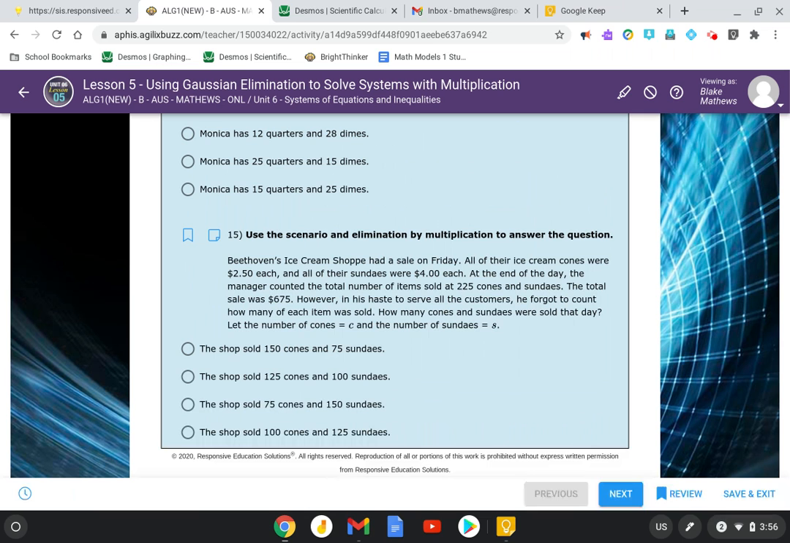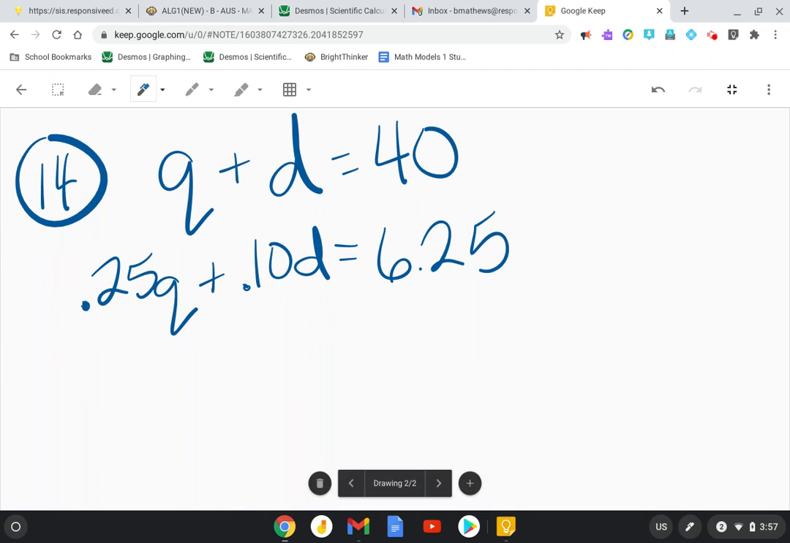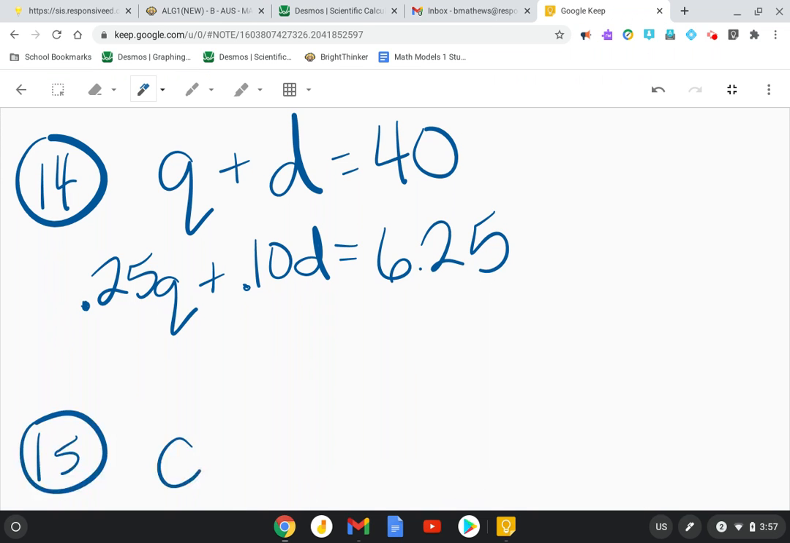Lots of questions in this lesson. Let's look at Beethoven's ice cream shop. All of their ice cream cones were $2.50 each, and their sundaes were $4 each. At the end of the day, the manager counted the total number of items at 225. C and S are our values, so there were 225 total cones plus sundaes sold.